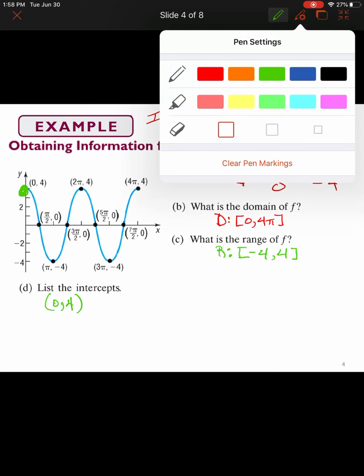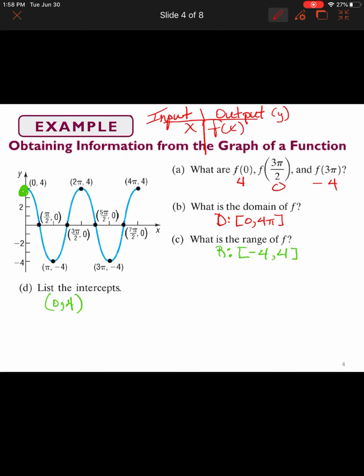That's the only y-intercept. And then let's go ahead and also identify the x-intercepts. Crossing the x-axis, crossing the x-axis, crossing the x-axis. We have 4 x-intercepts and 1 y-intercept. So we have (pi over 2, 0), (3 pi over 2, 0), and (5 pi over 2, 0). And finally (7 pi over 2, 0). Alright.